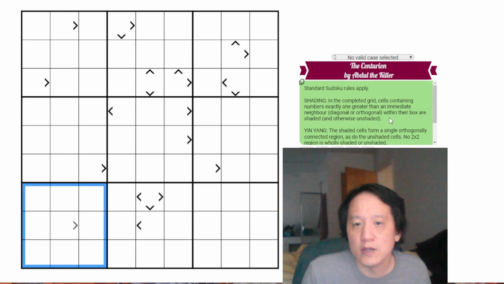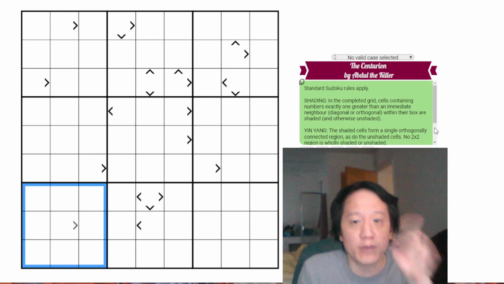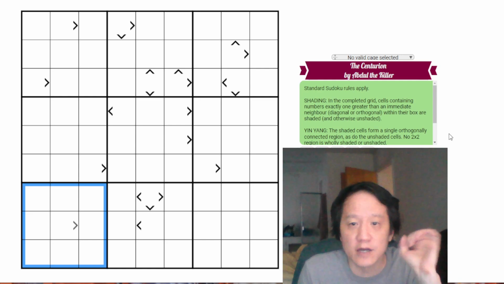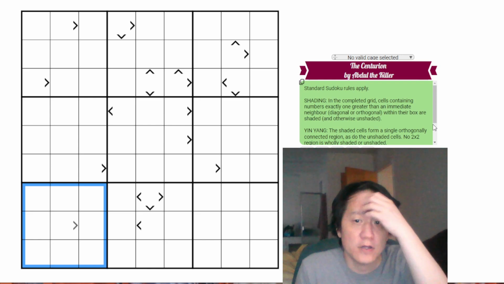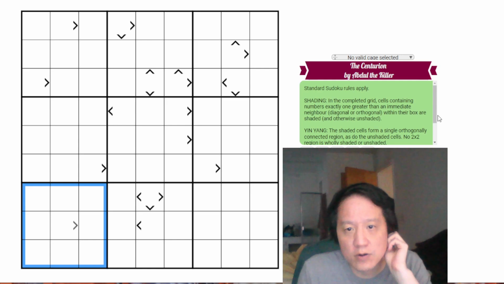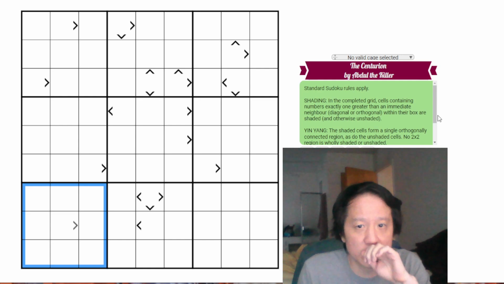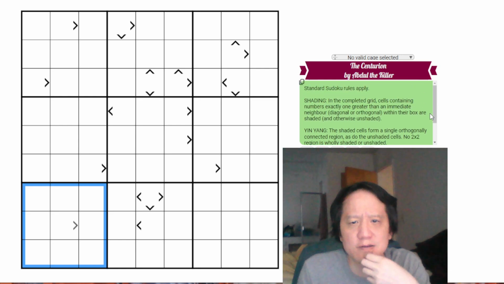Shading. In the completed grid, cells containing numbers exactly one greater than an immediate neighbor, diagonal or orthogonal within their box are shaded, and otherwise unshaded. So cells containing numbers exactly one greater than an immediate neighbor, diagonal or orthogonal within their box are shaded. That's interesting.